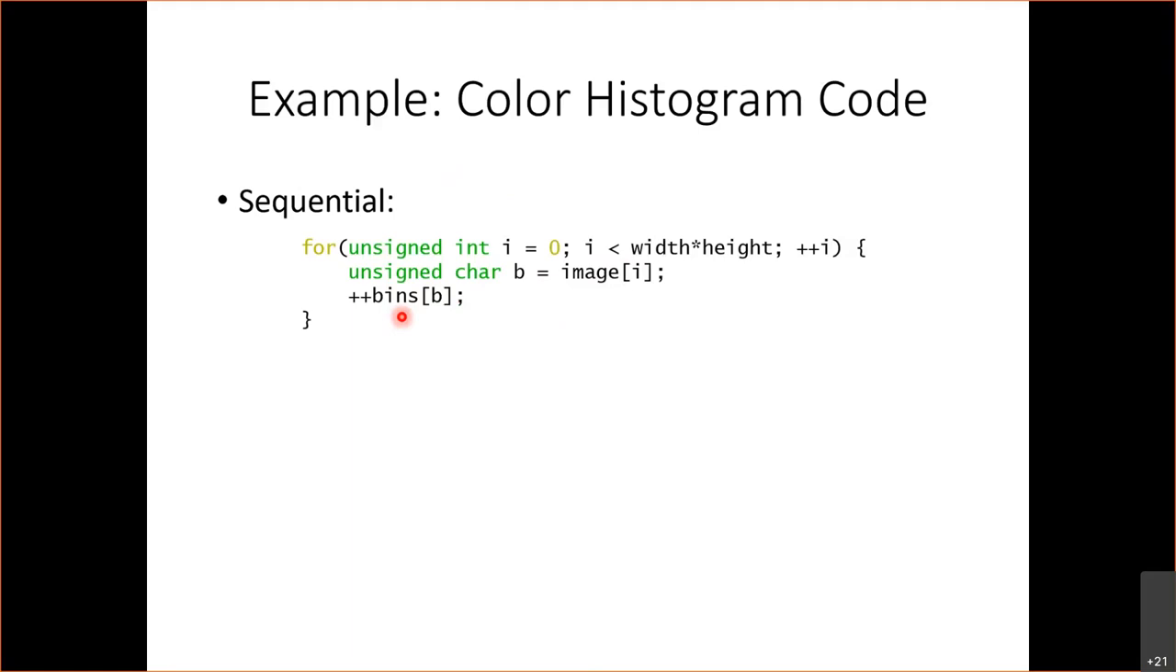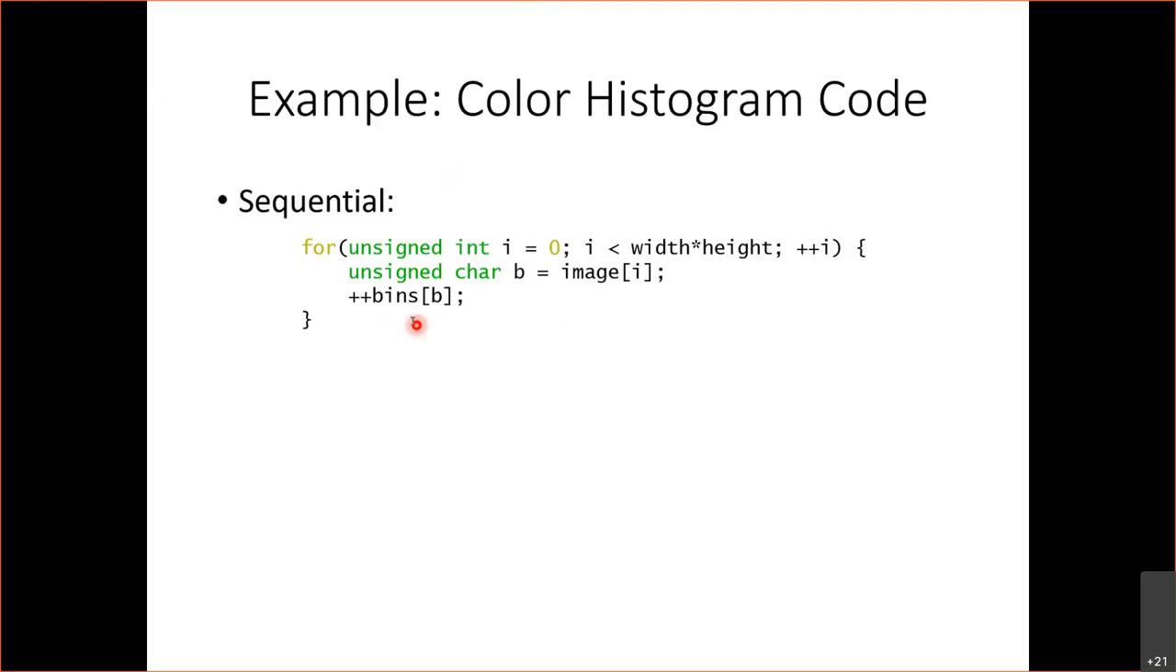So what we can do, in the spirit of transparent scalability, is start off by going as fine-grained as possible and assigning every thread to one input pixel in the image. And then every thread will find the corresponding bin and update it. Okay, so let's go and implement this.